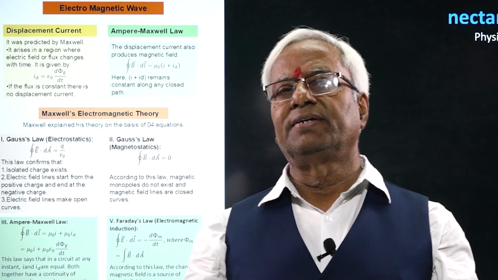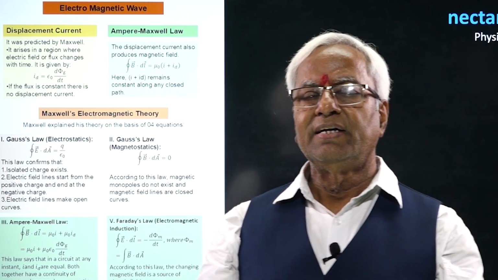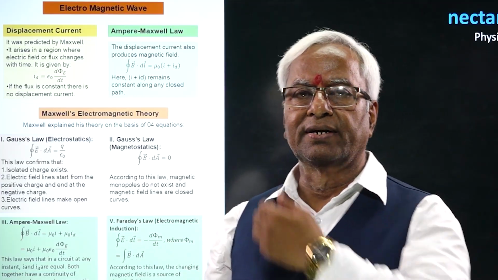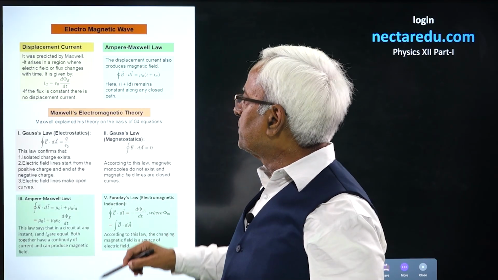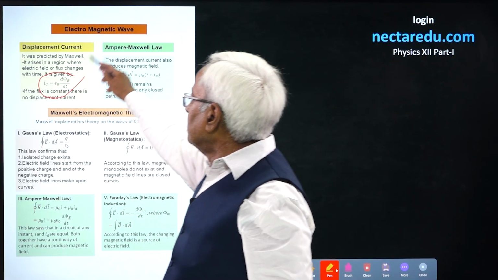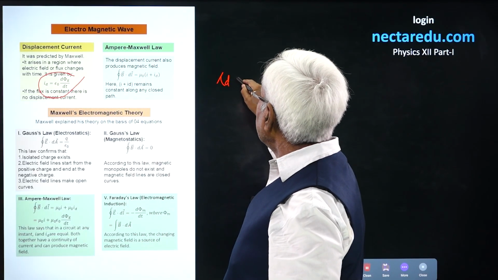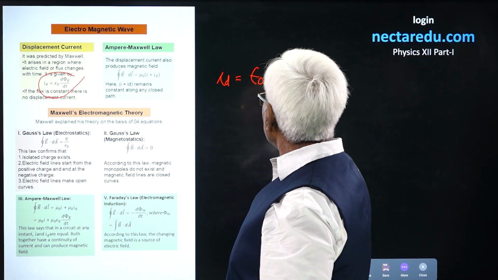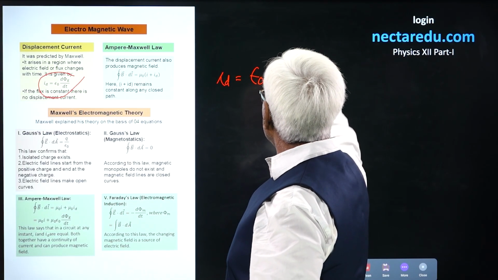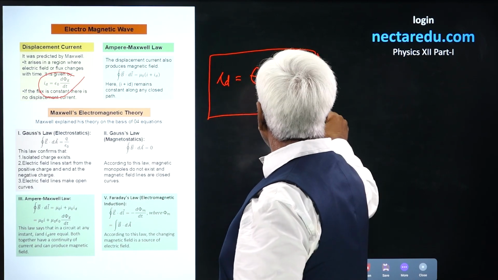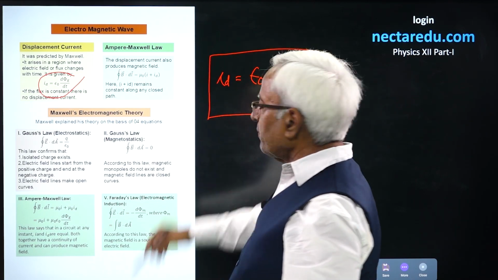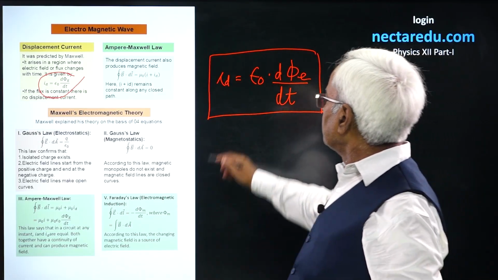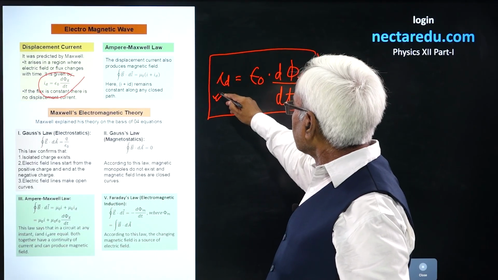This way of current is known as displacement current. Here we say that displacement current is flowing through the condenser. Its value is given by the relation I_D equals epsilon naught d phi E upon dt. Epsilon naught is the permittivity of free space, and here phi stands for electric flux. This is known as displacement current.